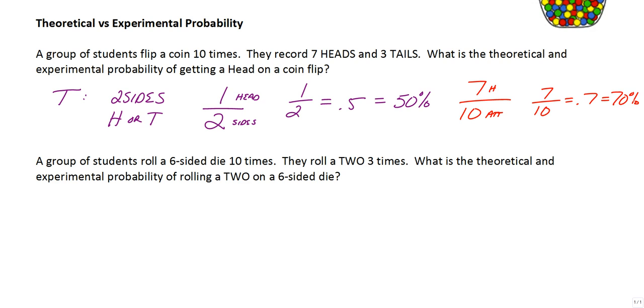Now that's where you have to stop and think. Do you really think if we were to do this for every single group, you're always going to get 7 out of 10? And the answer is no. Like I said, what if another group tried this and got 2 out of 10? And if you were to do this over and over and over again, your probability will be pretty close to 50%. But that's the difference between theoretical and experimental probability.